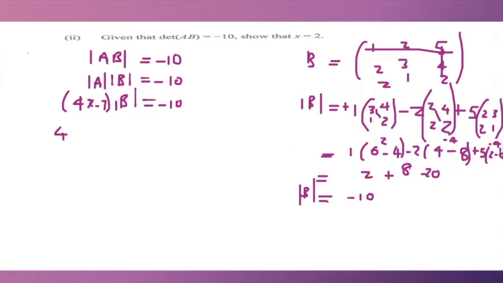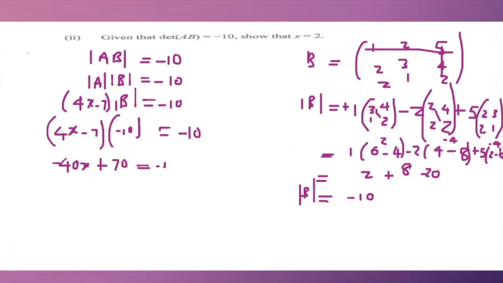Now, replacing the determinant of B with negative 10, so I have (4x minus 7) times negative 10 equal to minus 10. We have two ways to work this. We can clear the bracket or divide both sides by minus 10. So I'm going to clear the bracket. So multiply (4x minus 7) times negative 10 to give me minus 40x plus 70 equal to negative 10.